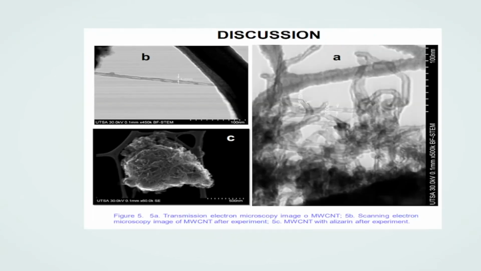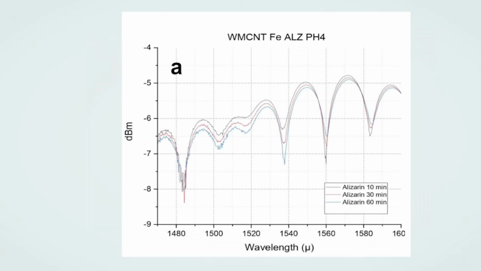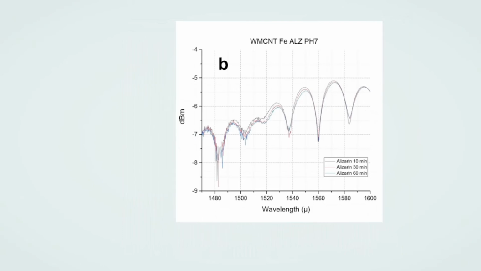Here we have a transmission electron microscopy image of multi-wall carbon nanotubes, and on the left side, in B and C, we have the scanning electron microscopy of multi-wall carbon nanotubes after the experiment. We can see that the alizarin is really close to the multi-wall carbon nanotubes, on the surface. It means that it's really well adsorbed by the multi-wall carbon nanotubes. You have the different absorbance spectra graphs with pH 4, pH 7, and pH 10, with the highest percentage of absorbance at pH 10 and pH 7.